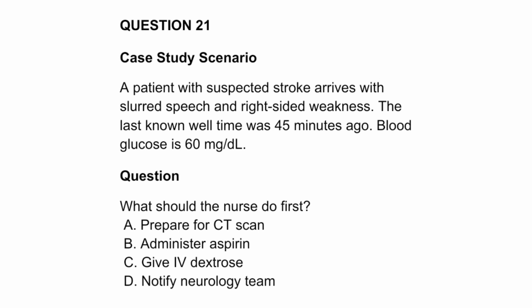Question 21. Case study scenario. A patient with suspected stroke arrives with slurred speech and right-sided weakness. The last known well time was 45 minutes ago. Blood glucose is 60 milligrams per deciliter. Question: what should the nurse do first?